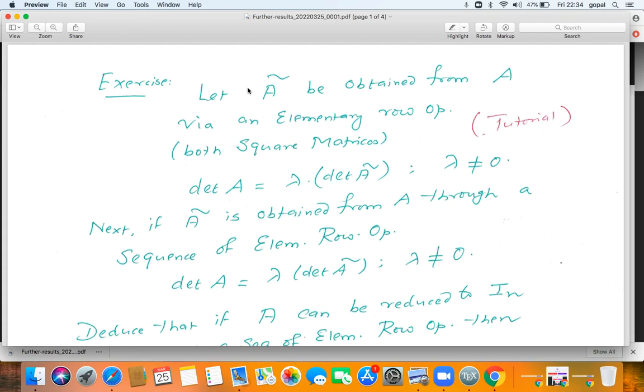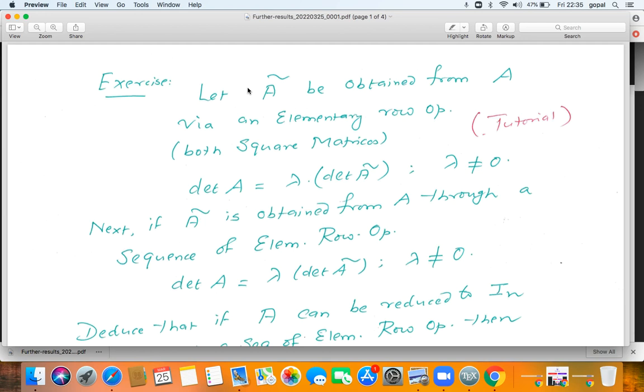So when I perform an elementary row operation on A, I get a new matrix A tilde. What is the relation between the determinant of A and determinant of A tilde? These two determinants are multiples by a non-zero lambda. So determinant of A equals lambda times determinant of A tilde, when lambda is not zero. Now suppose A tilde is obtained from A by a sequence of elementary row operations. The same logic will continue. You keep applying this rule again and again, and you will get that determinant of A is again lambda, a different constant lambda, times determinant of A tilde, lambda not equal to 0.